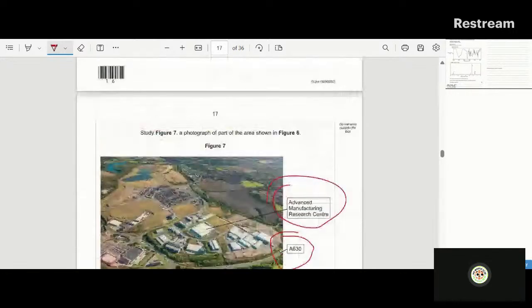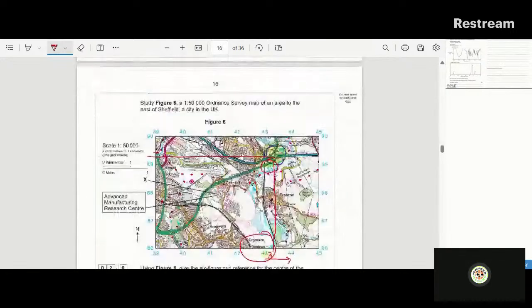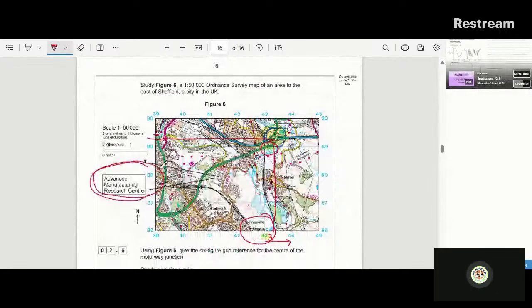Where is it? Sheffield's Advanced Manufacturing. I still can't see it. Oh, it's literally on the side. How blind have I been? It's right there. Okay. Yeah, so it's there.